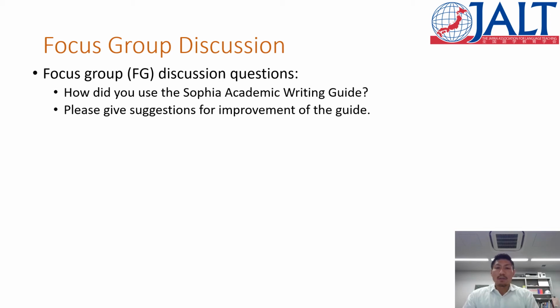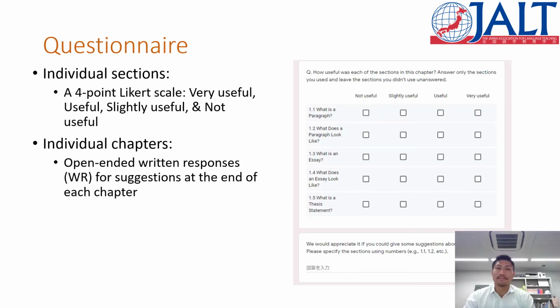So during the focus group discussion, we asked those things. First, how teachers use the Sophia Academic Writing Guide, and also we asked for suggestions for improvement. In the questionnaire, we asked the teachers to rate how useful each of the sections was on the 4-point Likert scale, and at the end of each chapter, we included an open-ended question to elicit suggestions for improvement of the guide.